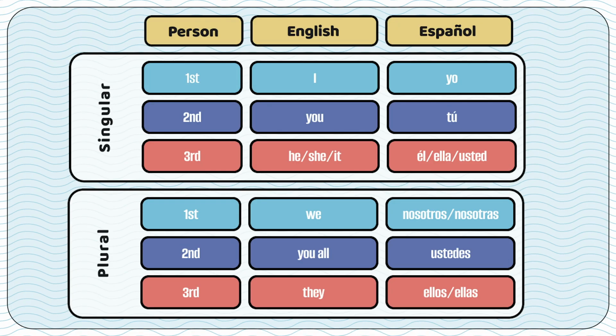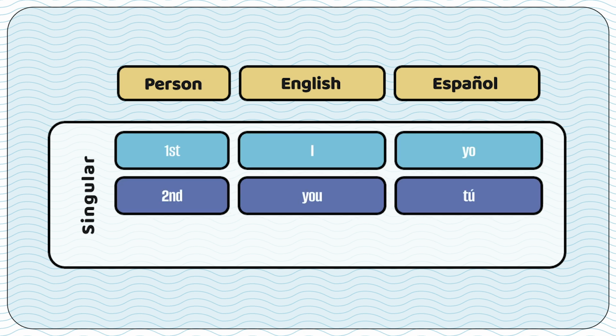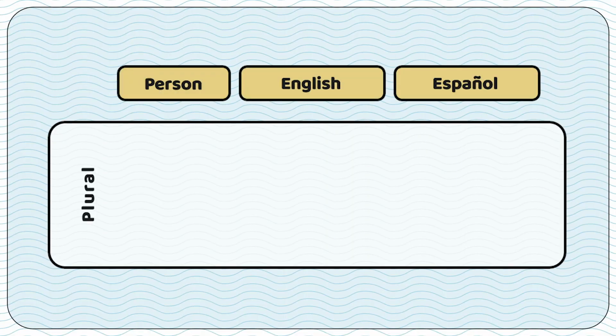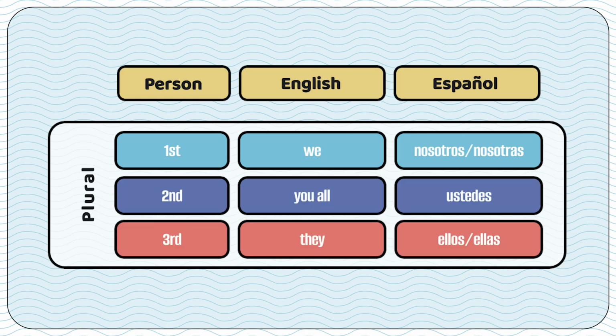So we have the first block, including first, second, and third person singular. So that would mean I, yo, you, tú, he, she, it, él, ella, usted. And the second block has plural first, second, and third person, which would be we, nosotros, y'all, ustedes, they, ellos, ellas. There are two main differences between the pronouns in English and in Spanish.